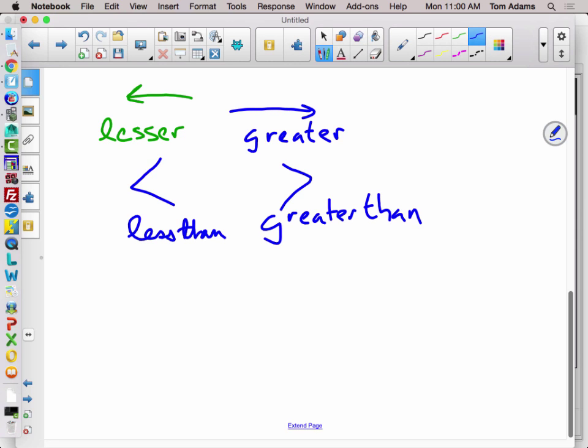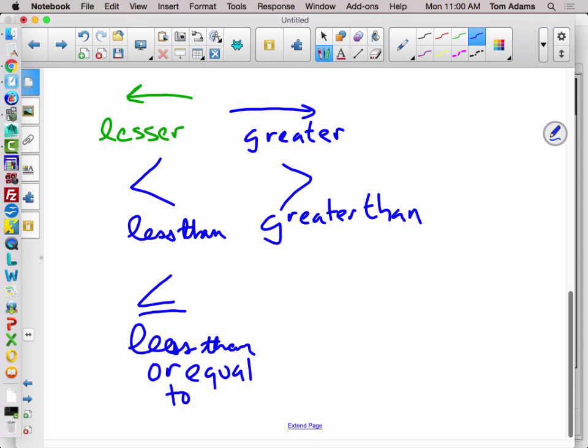But sometimes we want to include a number. So if we ever want to include a number, I put a little equal sign underneath it, and that means less than or equal to. And if I were to do the same thing over here, that means greater than or equal to.